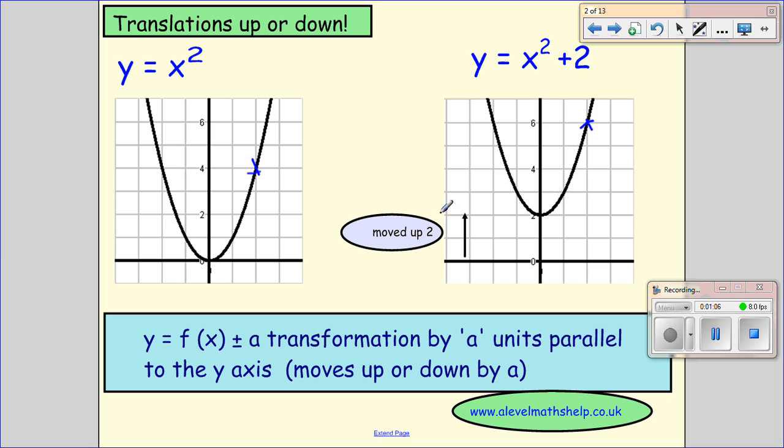So hopefully you can see that what we've done is we've just moved every point on this graph up 2. So when we add 2, it moves the graph up by 2, and that's called a translation. We haven't changed the shape of the graph, it's all as it was. So more formally we write y equals f of x plus or minus a, where a is just a number, because we haven't done anything to the function, it's remained exactly the same. This causes a translation by a units parallel to the y-axis. We move up or down.